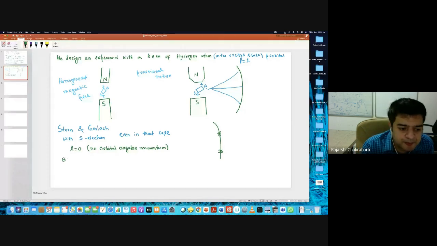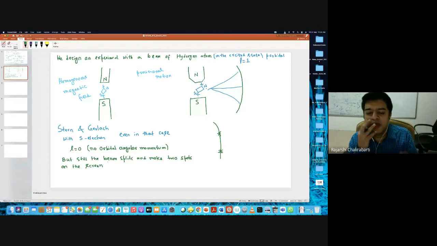But still the beam splits and makes 2 spots on the screen. Okay. So the beam splits and it makes 2 spots on the screen. Okay, this is clear?